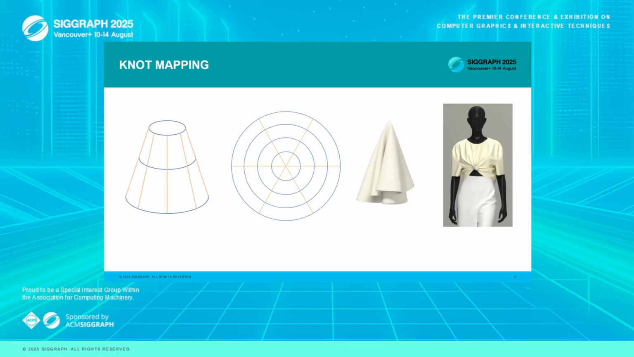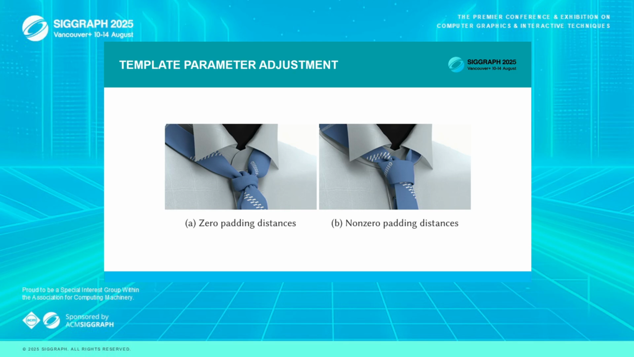And secondly, we have circular mapping. Instead of using a rectangular plane, you can also flatten a cylinder surface into a circle. This method is ideal for knots which are tied at one end. Now take a look at these blue ties. With zero padding, we end up with a tight look. However, if you add a bit of padding, then the look changes a lot. The knot becomes softer and more relaxed, which is perfect for a casual look.